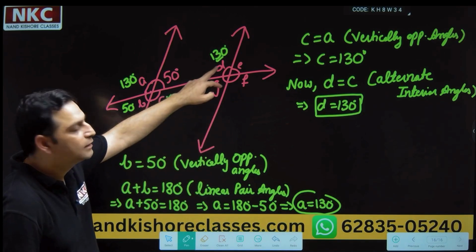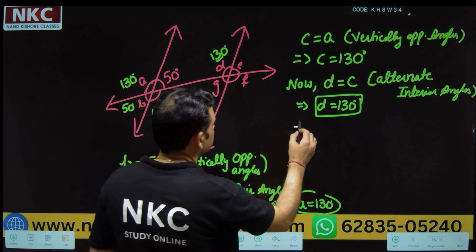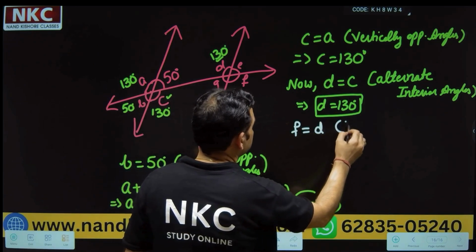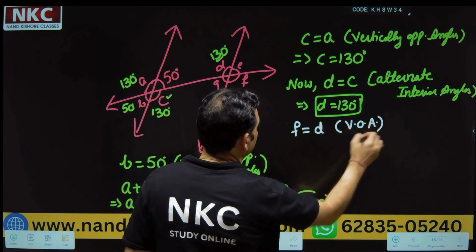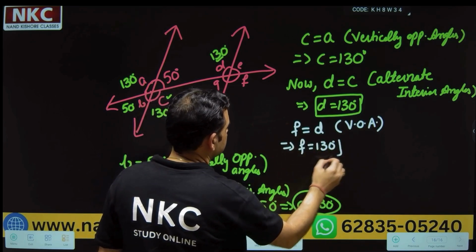Now D and F are equal, vertically opposite angles. F is equal to D. I am writing in short form now, vertically opposite angles. That means F is 130 degree.